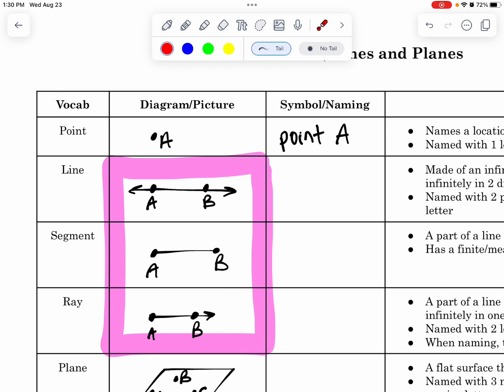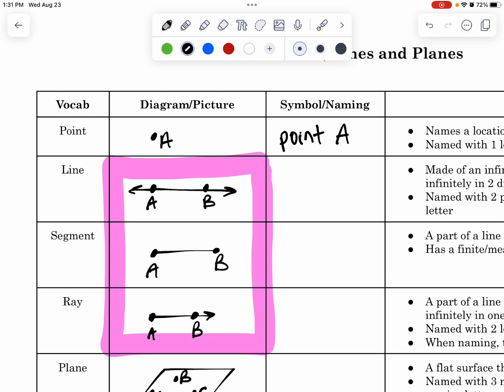It goes forever. A segment is different. It is just a piece of a line. You'll notice that there are no arrows there. They're just points. That means it stops. It starts at A and it stops at B. A ray only continues in one direction. You'll notice that you have just one arrow there and one end point, meaning it only goes in one direction.